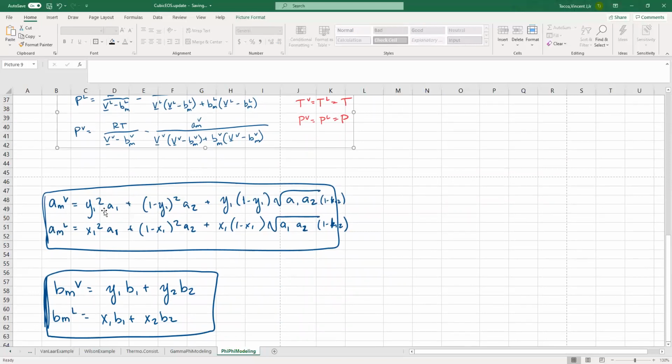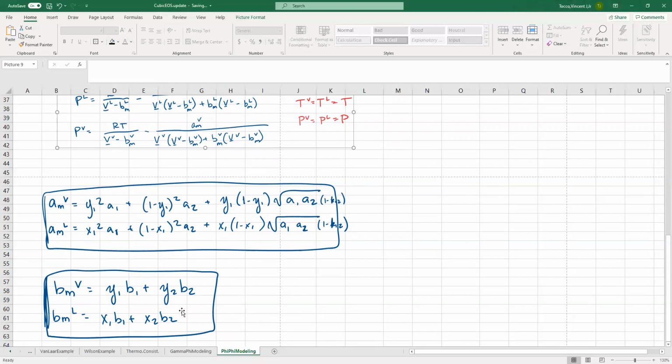So we'll have to look up, or calculate rather, what A1 and A2 are, and B1 and B2. And from that, we can calculate what the rest of them are. Remember, we can adjust this a little bit by taking into account that you can fit this parameter K12 with experimental data. Because we don't have any experimental data, I'm going to assume that K12 is 0 and just simplify it by taking the mixture. So this term will just drop out and we'll leave it with the regular expression.